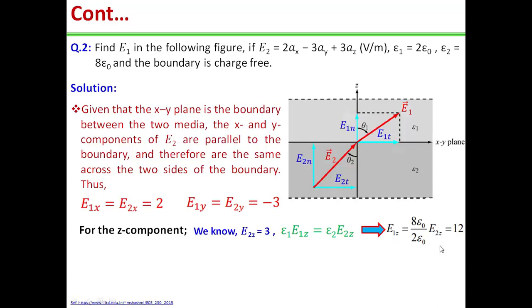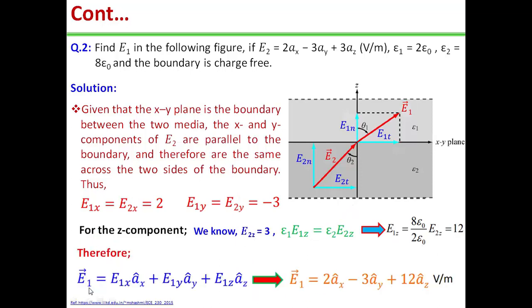So what will be the electric field? That is basically E1 is equal to E1x ax plus E1y ay plus E1z az. After putting the values of E1x, E1y and E1z, we will find the electric field in medium 1, and this will be equal to 2ax minus 3ay plus 12az volt per meter.